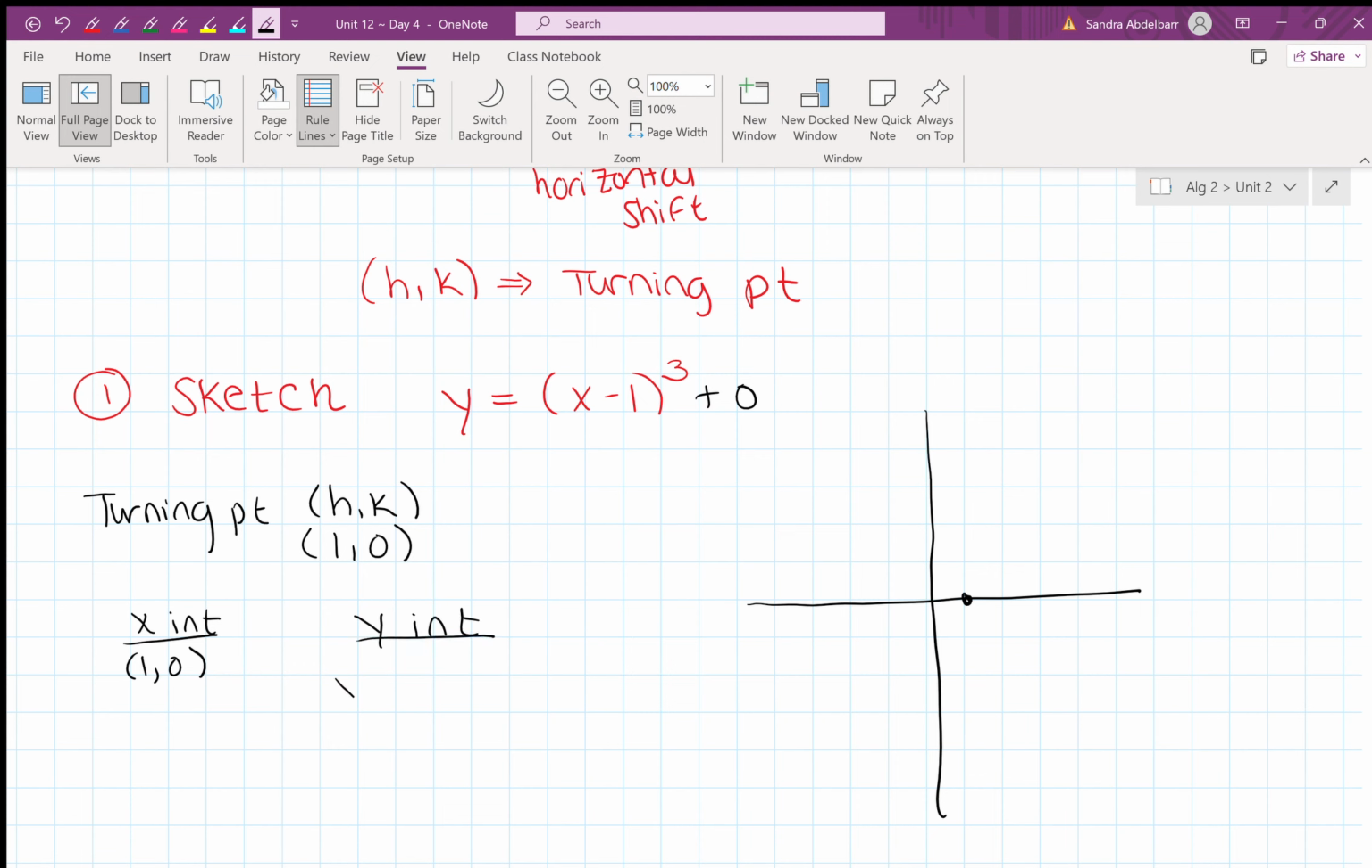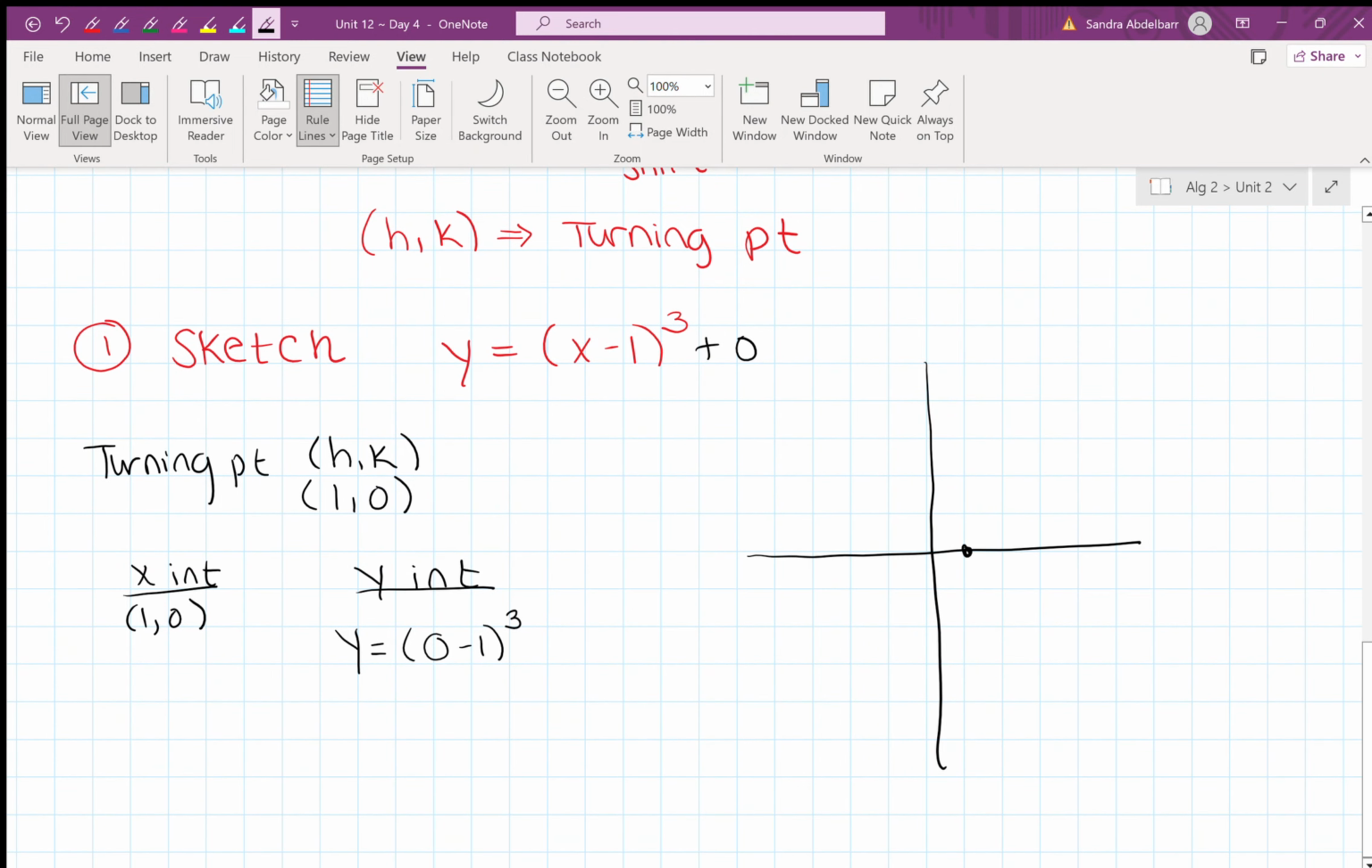So we're going to have y equals 0 minus 1 cubed plus 0. We don't need that. So we're going to have y is equal to negative 1 cubed, which is negative 1. So the y-intercept is the point 0, comma, negative 1. All right, so now we know the 1, 0 is our turning point. So that's sort of where, I'm so bad at the disco dancer.